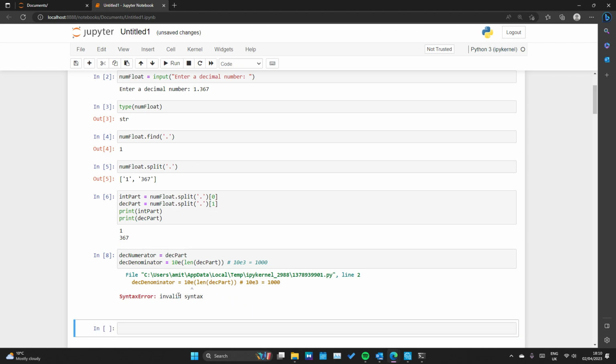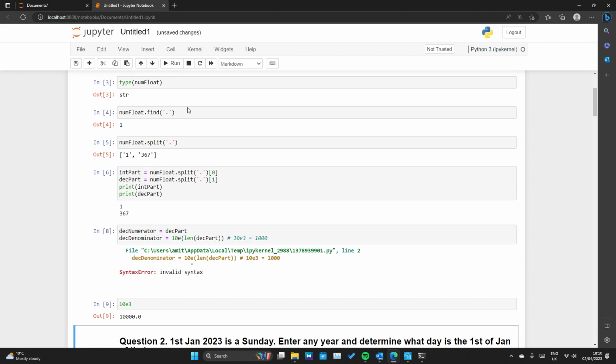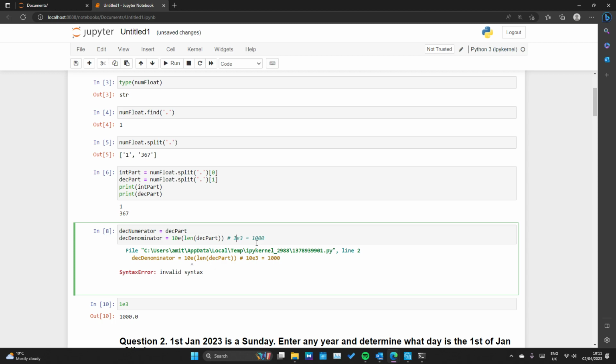So let me see if 10e3 is actually 1000 or not. So it's actually 10,000. So that's another mistake. It's actually 10 into 10 raised to power 3. So if I want 1000, it should be 1e3. Okay, so 1000 is 1e3 here, and I can run this again. I will remove 10 there, so 1e3.